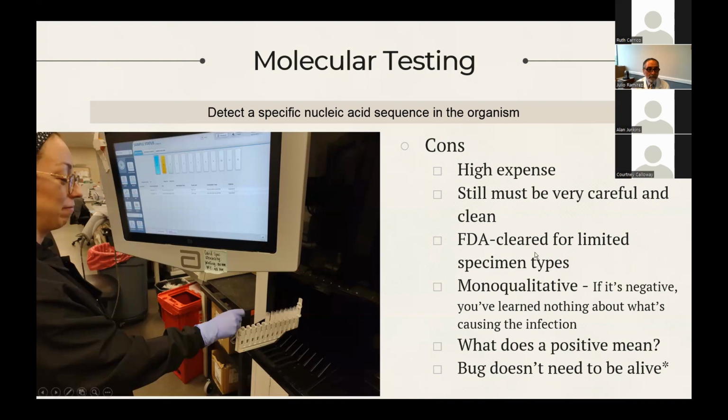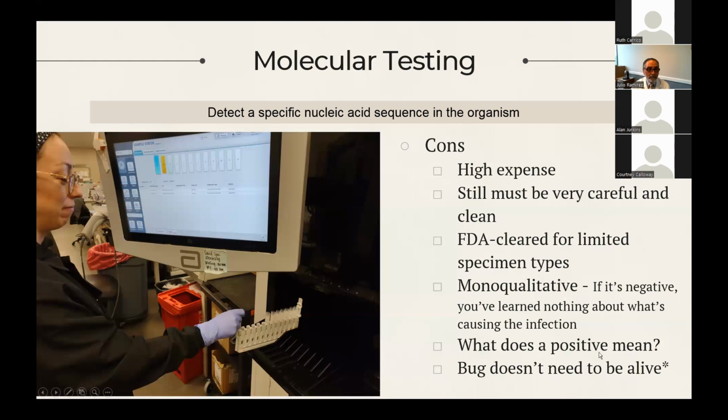Like the antigen tests, they're FDA cleared for very limited specimen types. We've had people ask me if we could do the COVID PCR on spinal fluid specimens, and I'd say, no, I'm not really allowed to do that. I can't report those results. Like the antigen testing, it's mono-qualitative unless it's multiplexed. So if you do, for example, a Legionella PCR on a sputum specimen, if it's positive, you've got Legionella. If it's negative, you really don't know anything. You haven't learned anything else.